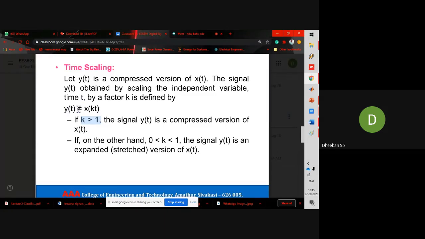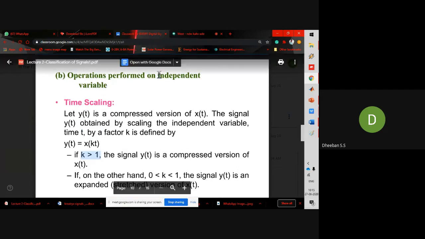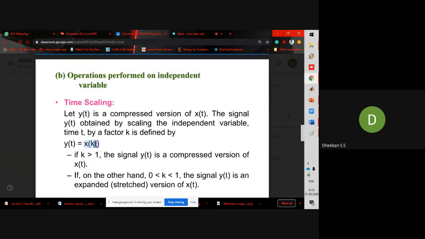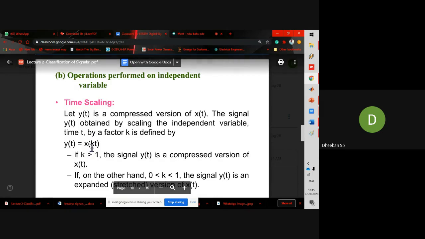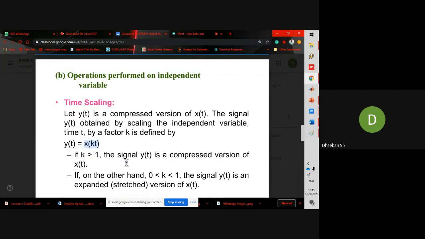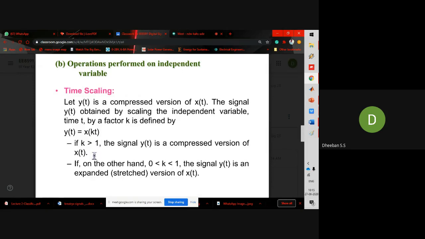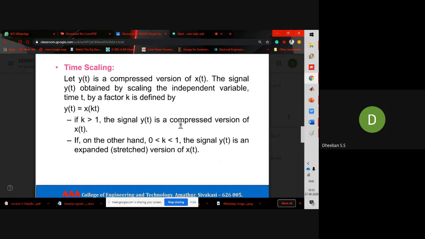It is called an independent variable in the sense that it doesn't depend upon the value of t, but it depends upon some other variable, that is the factor k. So, just as an example, if k is greater than 1, then the signal is compressed. On the other hand, if it is less than 1, it gets expanded.